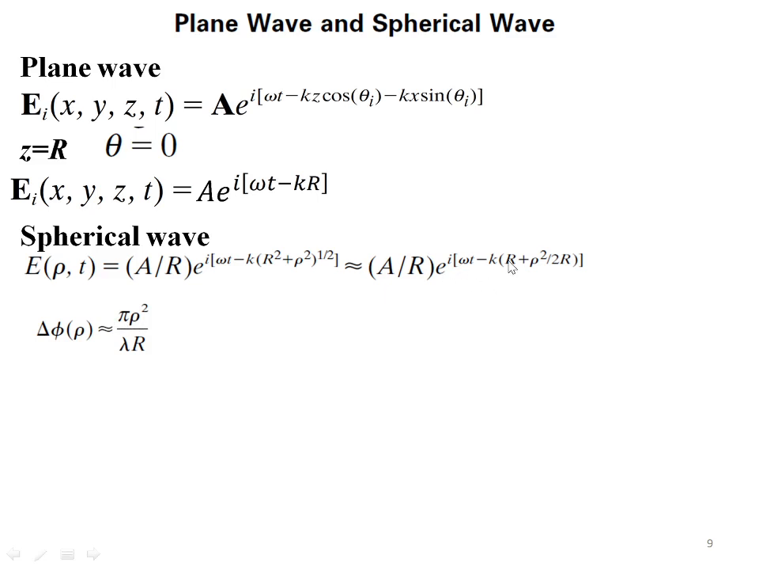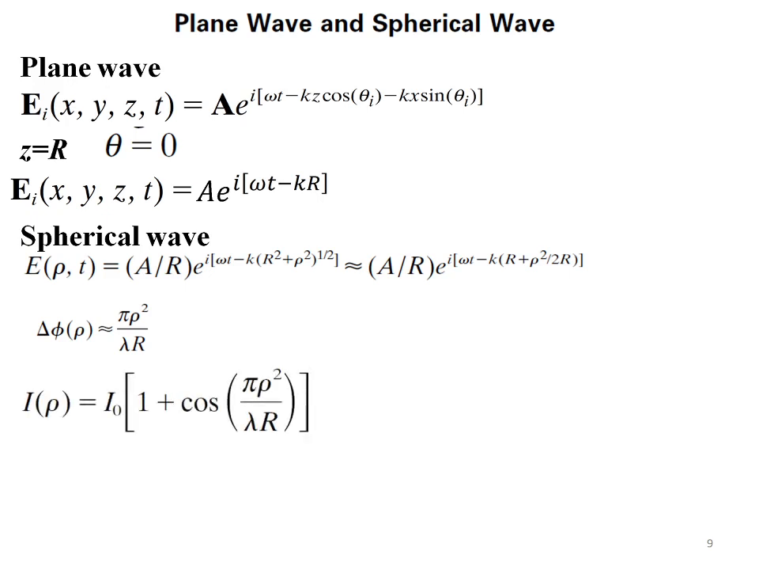So this is equal to pi rho square, where we have substituted the value of k. This is 2 pi by lambda, so the 2 cancels with the 2 sitting here. So this is pi rho square upon lambda r. So 2 has already gone. That's the phase difference between the plane wave and a spherical wave approaching on the screen at any point rho, and rho is something which contains that x and y on the screen, correct?